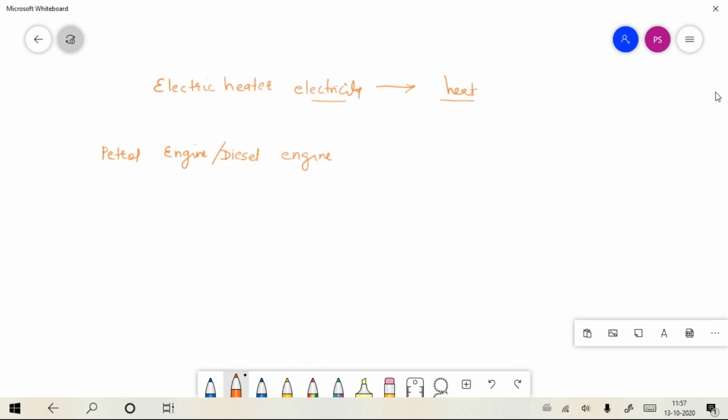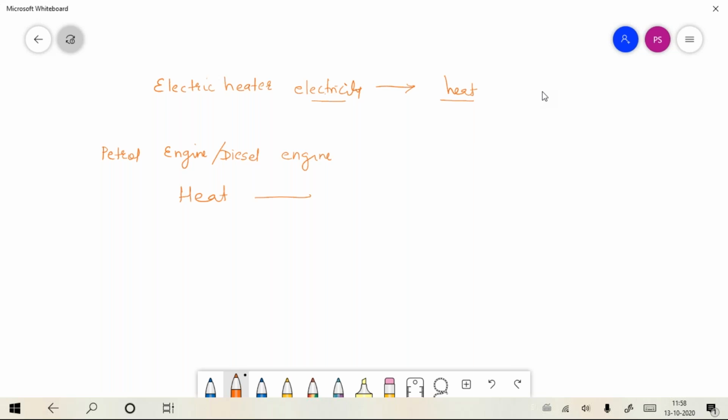Okay, heat to work. In my model, I am just simplifying the thing. I know that it is basically the chemical energy in the petrol or diesel, but when you have combustion, which is an exothermic reaction, ultimately what you get is heat. So we can say that heat is getting converted to work.